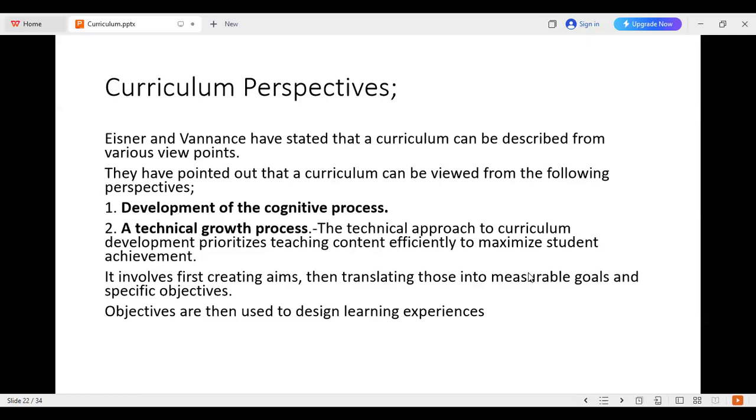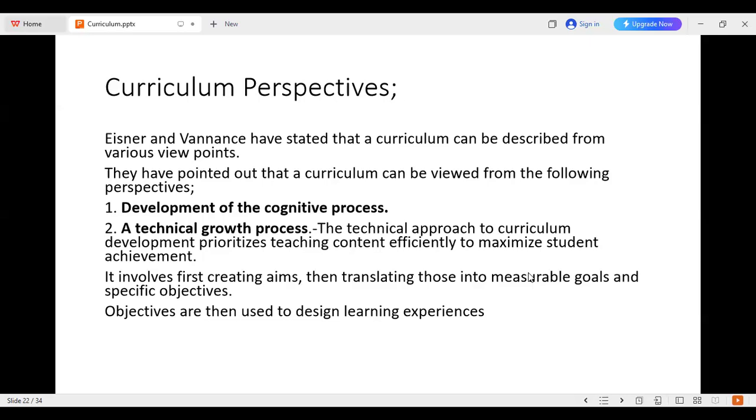In addition to that public examination, at the school level too we have mainly two types of examination, formative and summative: continuous assessment or school-based assessment, and term tests. That is also a part of the curriculum. Testing, assessment, evaluation to measure the student achievement. That we call the technical growth process.